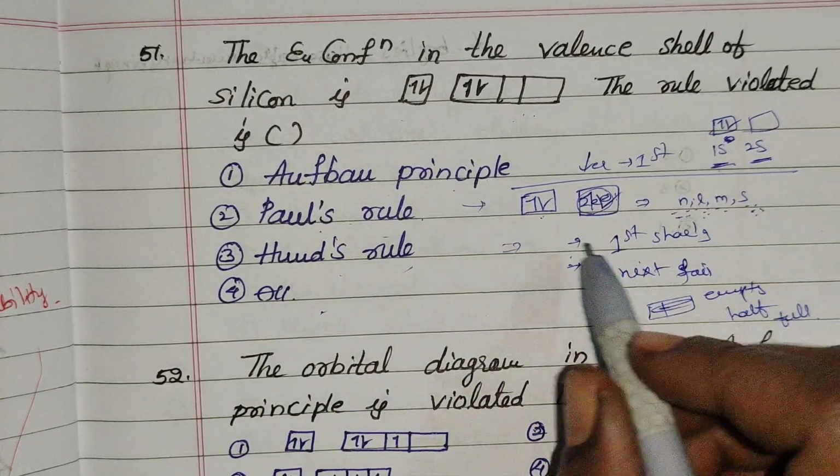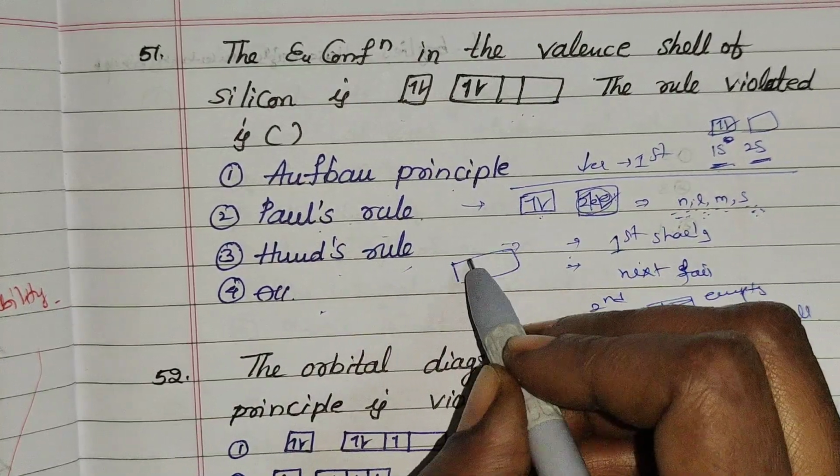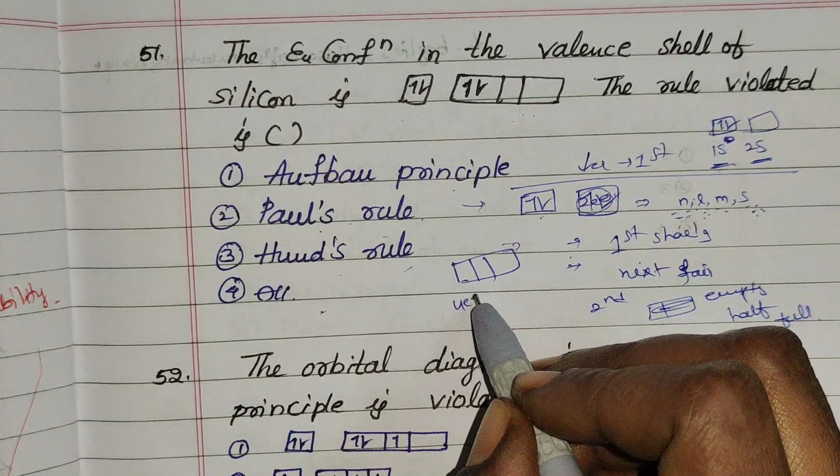Next, Hund's rule. First, for example, I want to take the p orbital. Here I have 4 electrons.